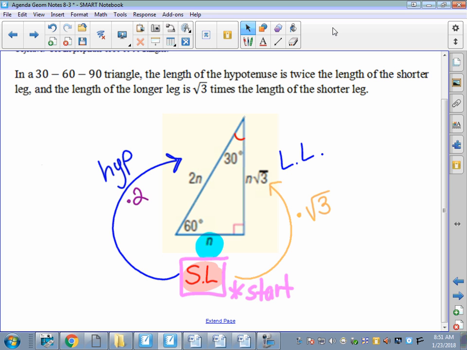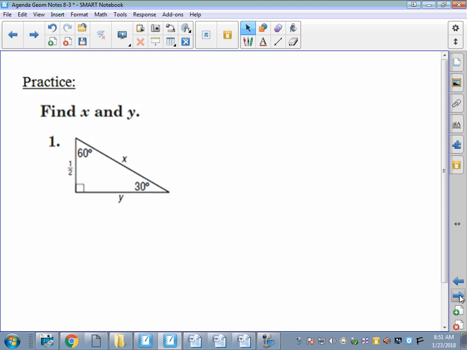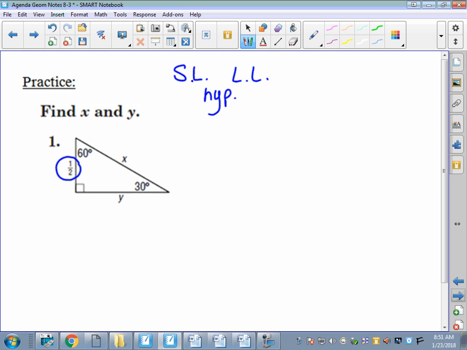So let's do an example or two. Number 1, it says to find x and y. So we've got a 30, 60, 90. Hopefully you see those all marked really clearly. And the 1/2 is the only piece of information I know. So the first thing I ask myself, do I know the short leg, do I know the long leg, or do I know the hypotenuse? Because that tells you how you're going to move from there. So this 1/2 is opposite the 30-degree angle, right? So this is the short leg.